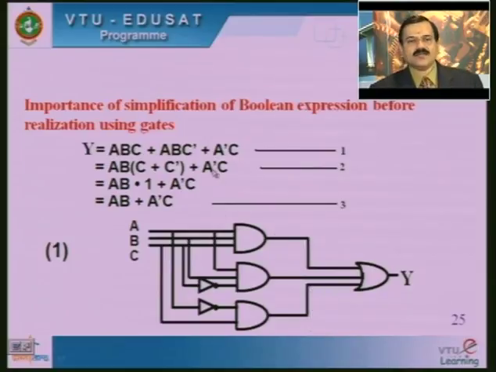So all the 3 independent parts, the product values are going to be added with the OR gate, and Y is generated. Here the number of gates used are 1, 2, 3, 4, 5 and 6 gates are there, and also here 2 NOT gates are available, and 3 AND gates are available, and 1 OR gate is available. Total number of gates are 6.